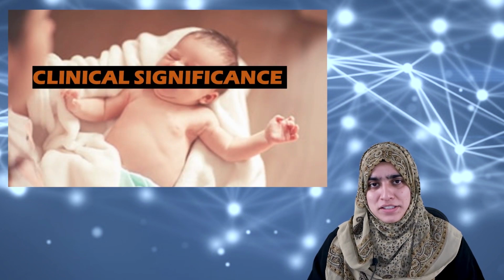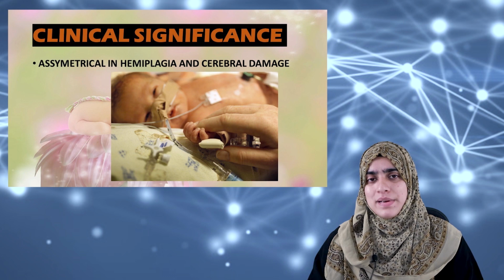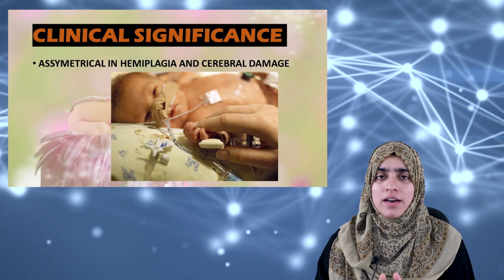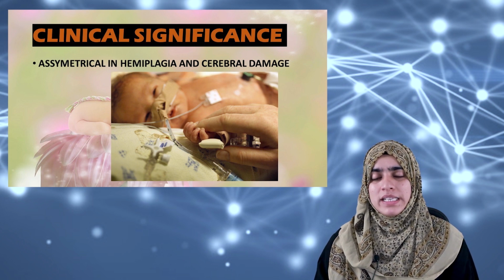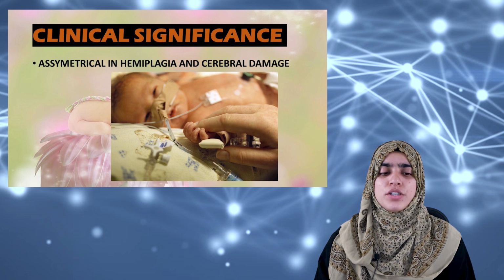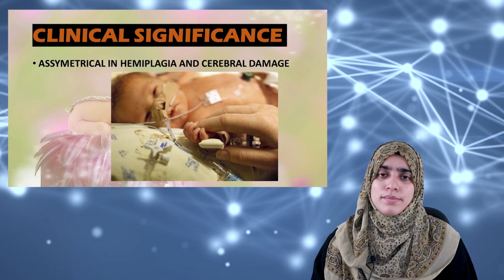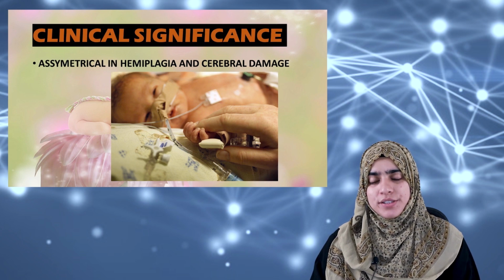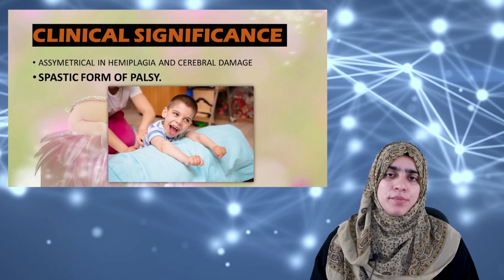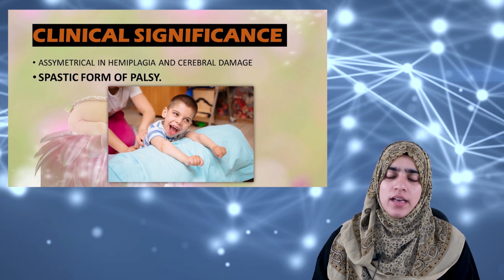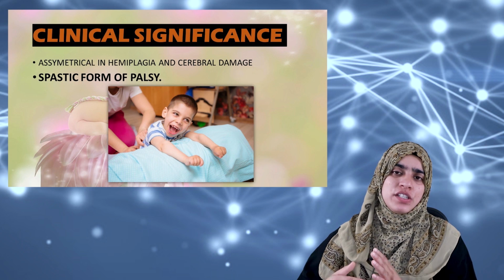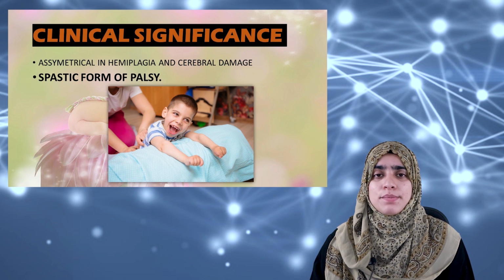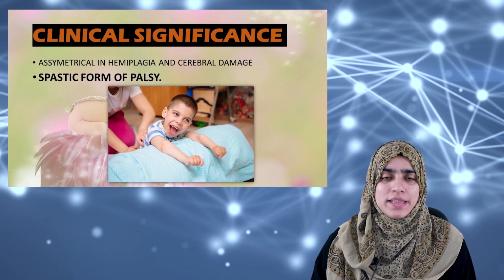The clinical significance of this reflex: in the presence of cerebral palsy or hemiplegia in the baby, that is, half or a portion of the baby's body is paralyzed, this reflex may be asymmetrical and you won't be able to feel the normal flexion of the fingers. Usually, this will disappear by the age of 3 to 4 months. But if this reflex persists beyond that time, then it may indicate a spastic form of paralysis present in the baby.